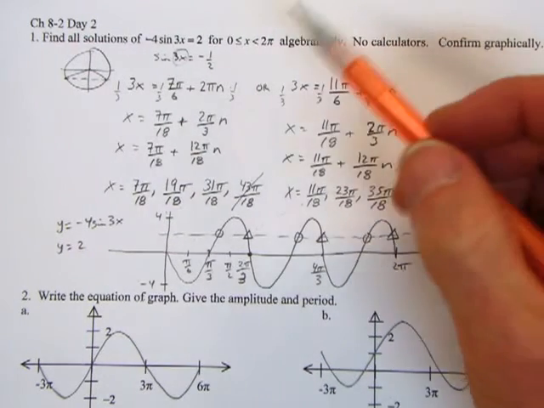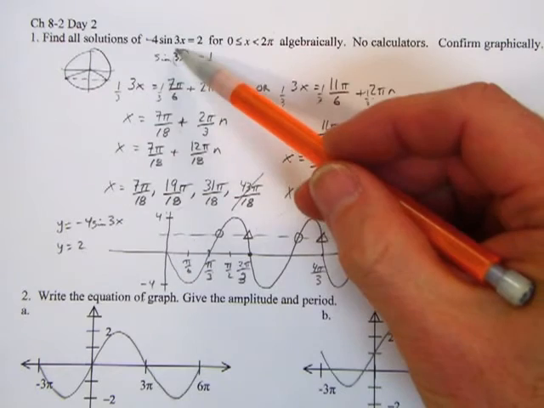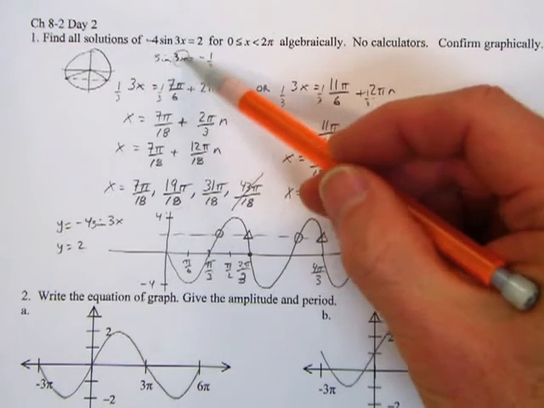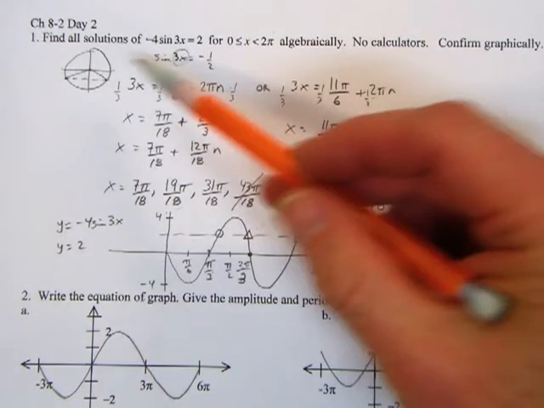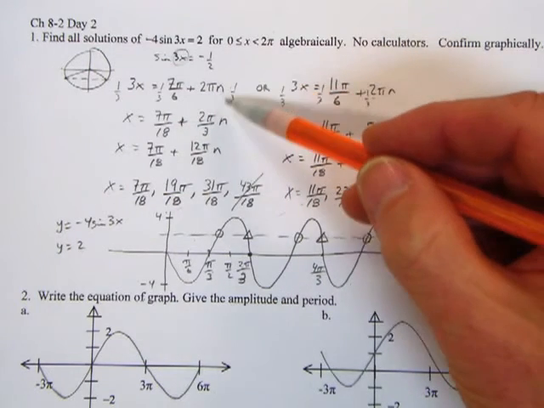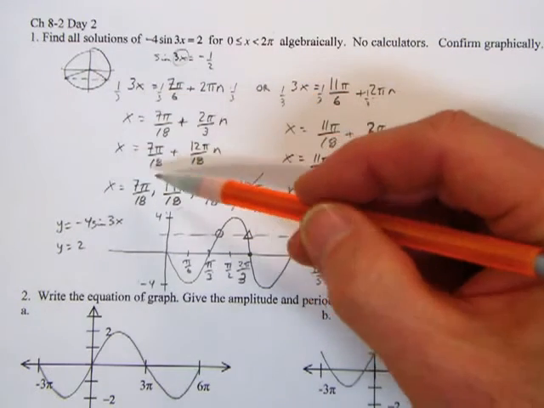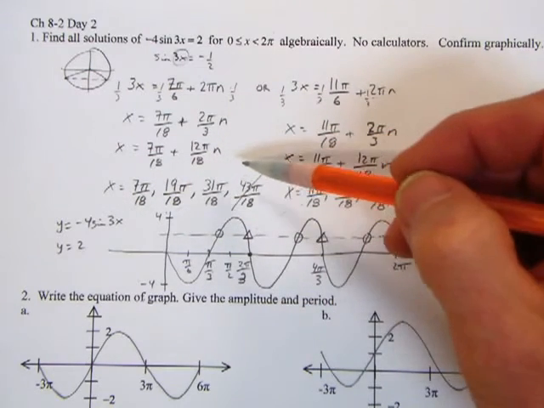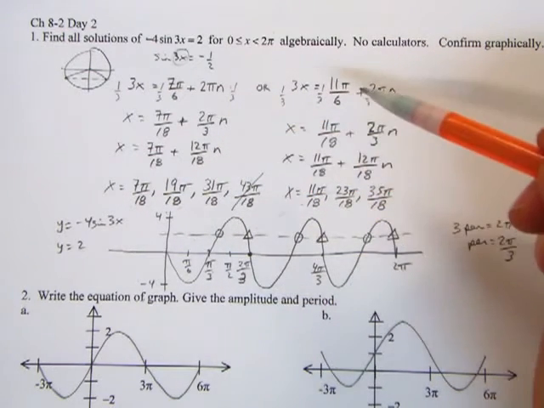Notice that process. Since our period was changed, we're going to say whatever this angle was equals what we found from the unit circle plus 2 pi n, and then we go through, solve for the x, and start writing out all the solutions until we get past 2 pi.